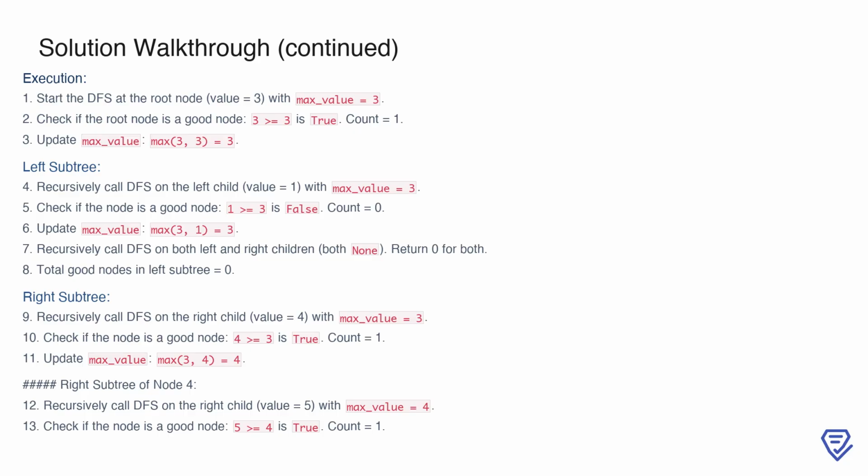For the right subtree, we proceed to the child node with a value of 4. Since 4 is greater than or equal to the max_value of 3, it counts as a good node, increasing the count by 1. The max_value is updated to 4 as it is now the largest value encountered.